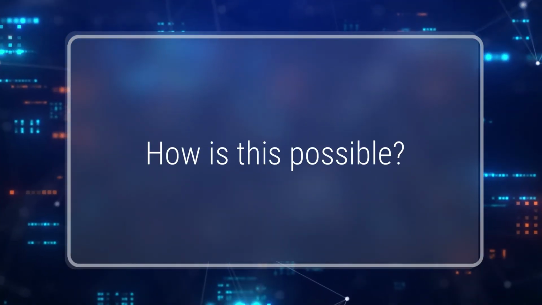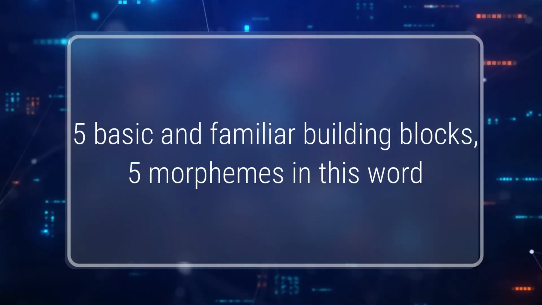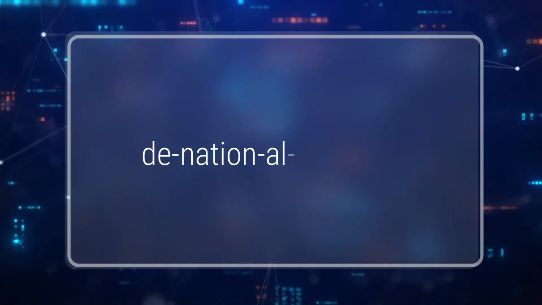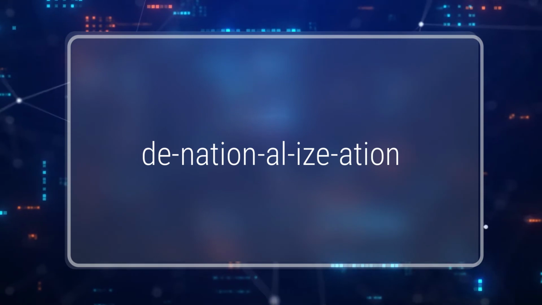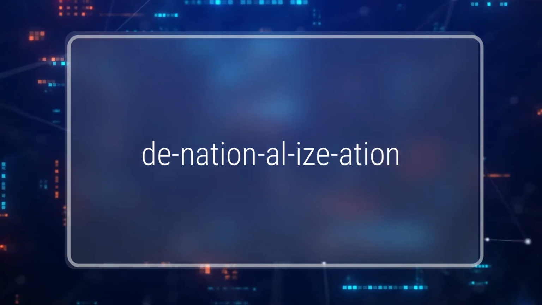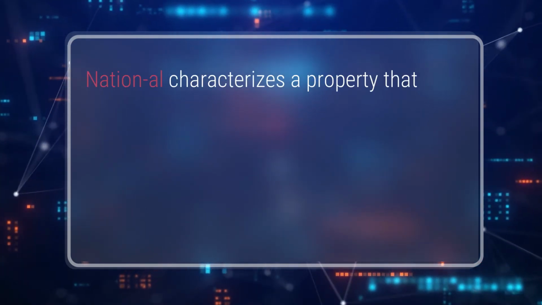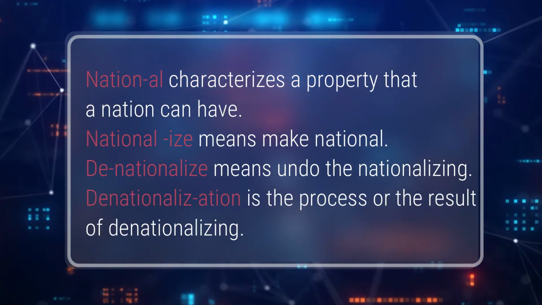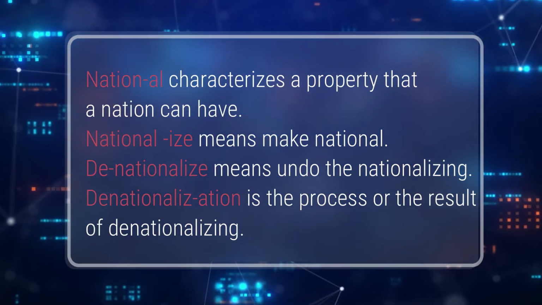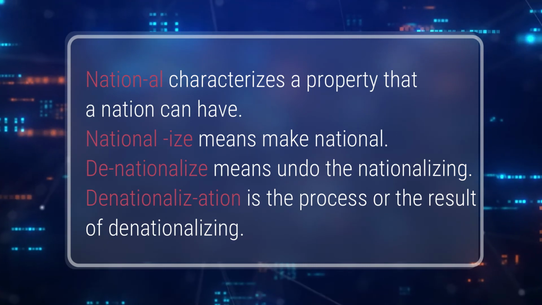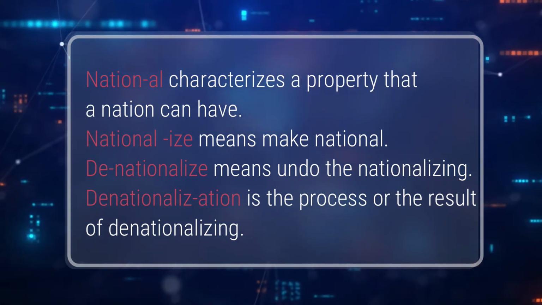How is this possible? We can identify 5 basic and familiar building blocks, 5 morphemes, in this word. Denationalization. The word nation is a free morpheme, and we can see that it is a noun, since it can be modified by adjectives, and it can bear plural morphology. The meaning of this word is built progressively from the meaning of its parts. National characterizes a property that a nation can have. Nationalize means make national. Denationalize means undo nationalizing. Denationalization is the process or the result of denationalizing.